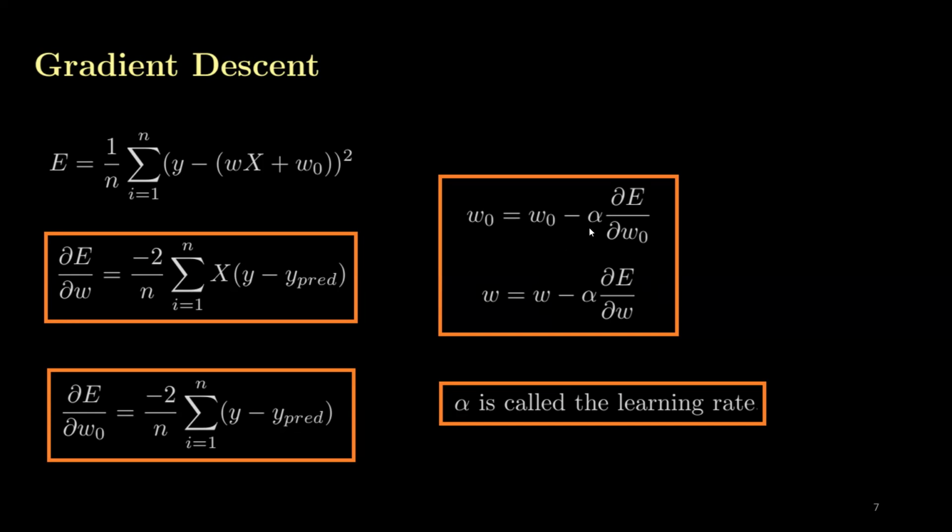If you see, alpha here is called the learning rate, and it is an important parameter of gradient descent. It is also called the step size of gradient descent. So we can see, by calculating the gradient, how we can update the values of the weights and bias.